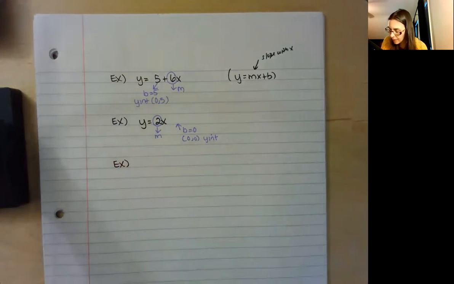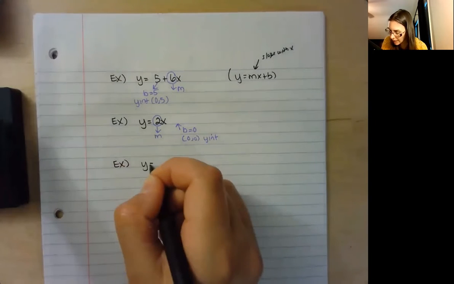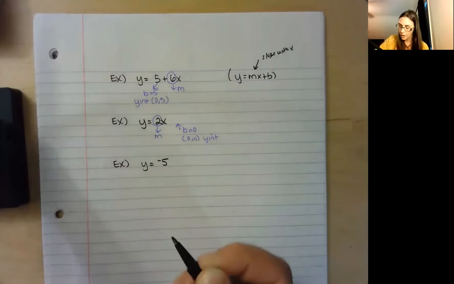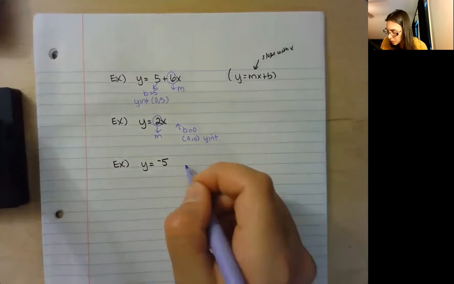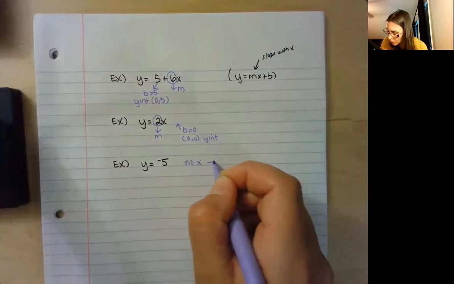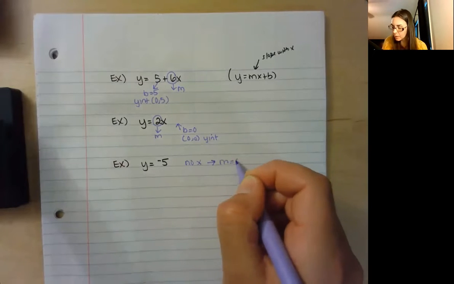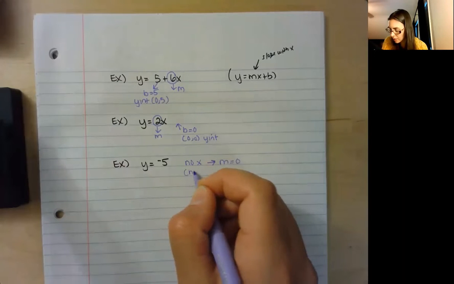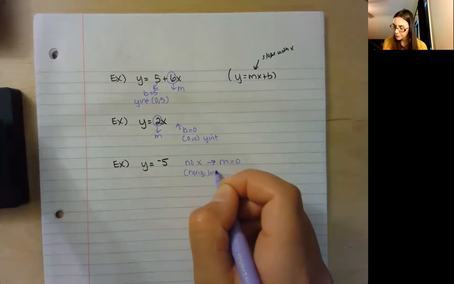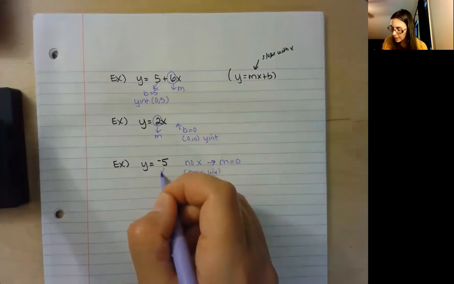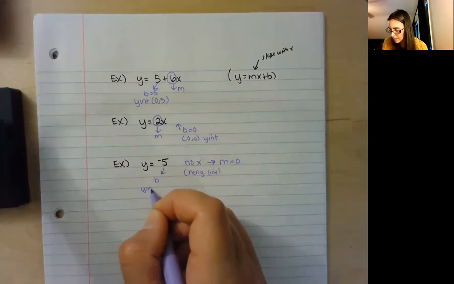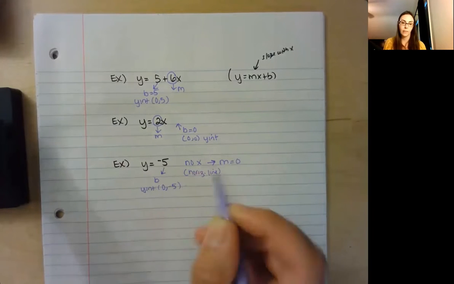Similarly, if I have something like y is equal to negative 5, notice that there is no x. So if there's no x, your m is 0. This happens to be a horizontal line, and this is your b. So your y-intercept is (0, negative 5).